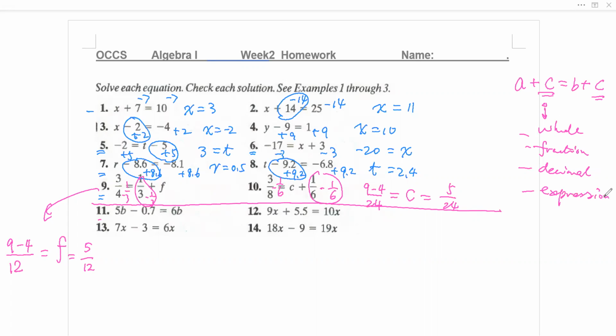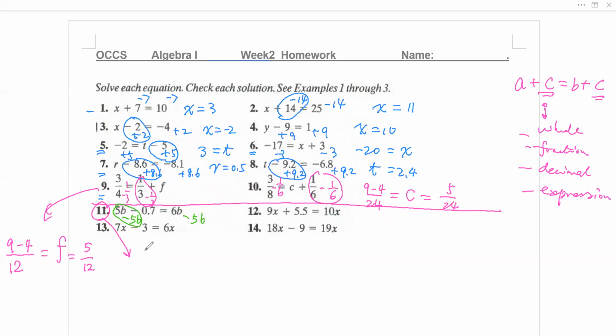All right, expression. What is an expression? Something like this one, something like 11. Let me write it down here. So you can see both sides, we can do both sides minus 5b, right? This is an expression. This is not a whole number, not a fraction, not a decimal. This is an expression. We call it an algebra expression. All right, so 5b minus 5b, this one became 0.